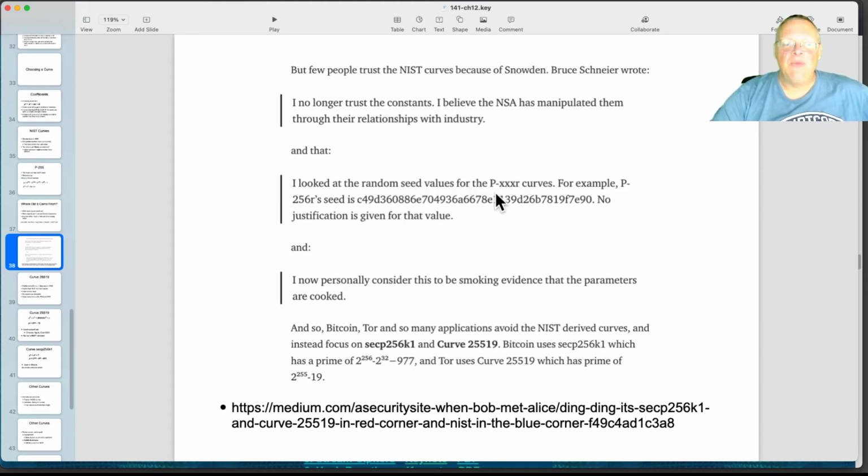He looked at random seed values. There's no justification given for this value, and he considers that smoking evidence that the parameters are cooked. And so, many people refuse to use the official government-recommended algorithms, and they use other things, like Bitcoin, Tor, and many other applications, use other ones that did not come from NIST. So, I'm not sure where the don't versus do is. It might be on some different slide than this one, which I just added today.